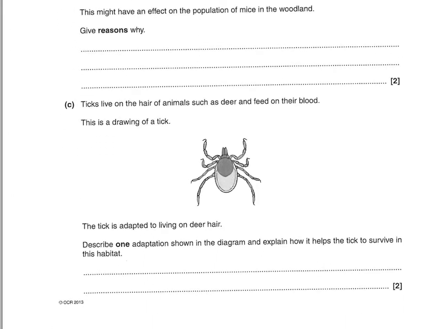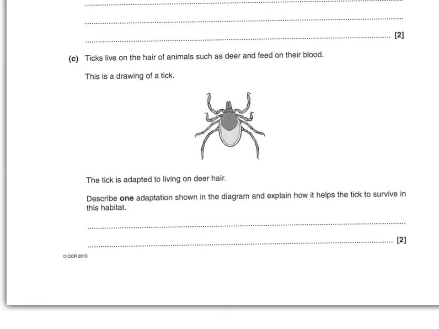Ticks live on the hair of animals such as deer and feed on their blood. This is a drawing of a tick. There it is. The tick is adapted to living on deer hair. Describe one adaptation shown in the diagram and explain how it helps the tick to survive in the habitat.